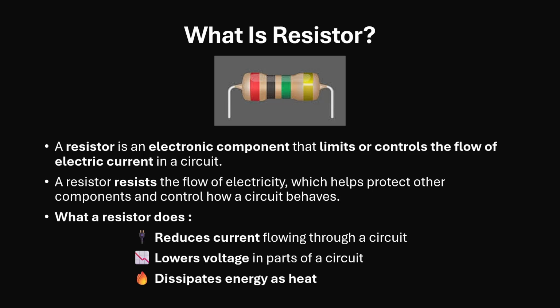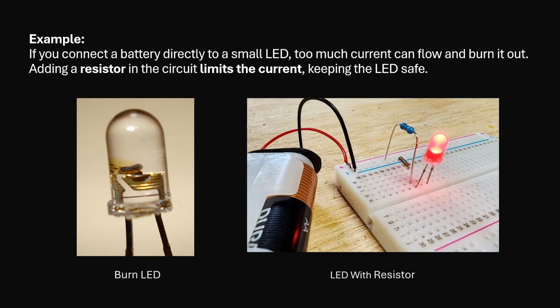What a resistor does: it reduces current flow through a circuit and lowers voltage in a part of a circuit. Example: if you connect a battery directly to a small LED, too much current can flow and burn it out. You can look at the image to see how the LED is burned. And if you add a resistor in the circuit, it will limit the current and the LED will glow.